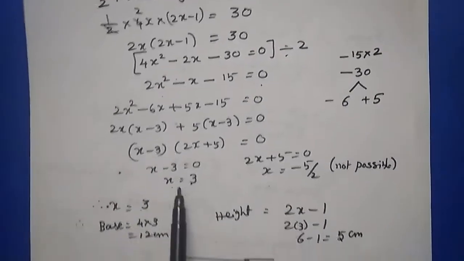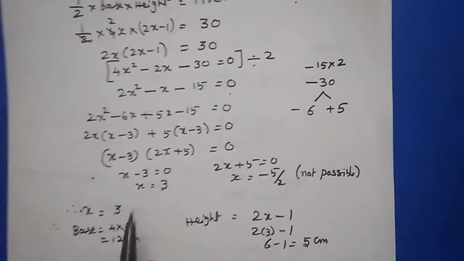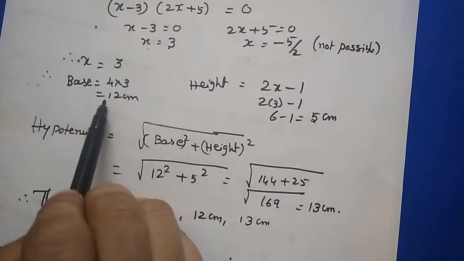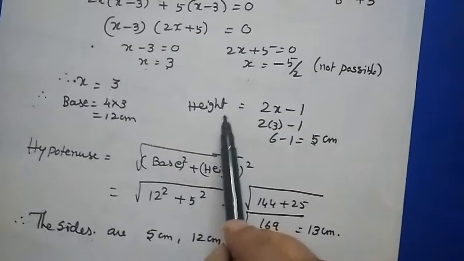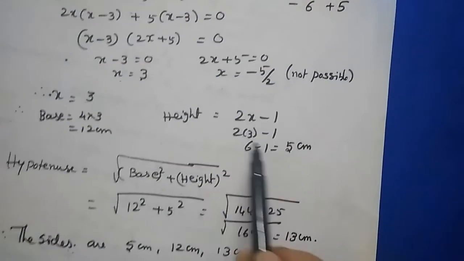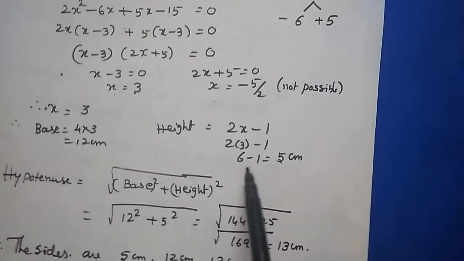So, you can take that x is equal to 3. So, the base is equal to 4 into 3 is equal to 12 centimeter. This is the negative sign and the side will not be negative. So, you take the positive value. Height is 2x minus 1 is equal to 5.